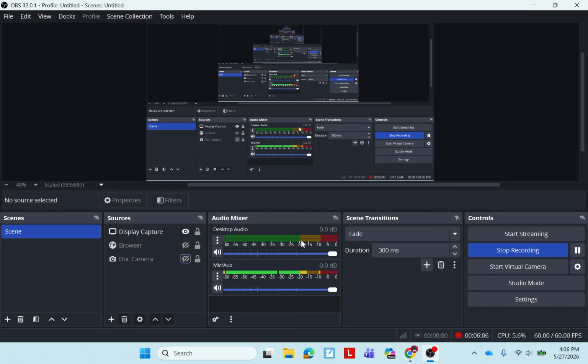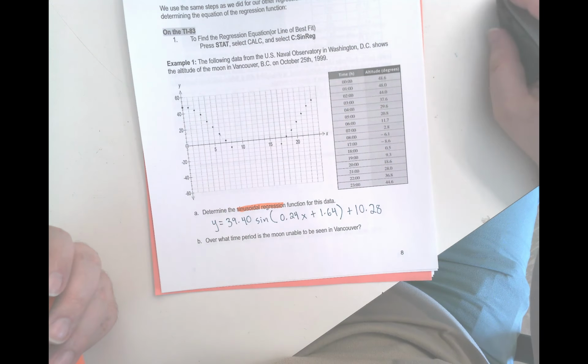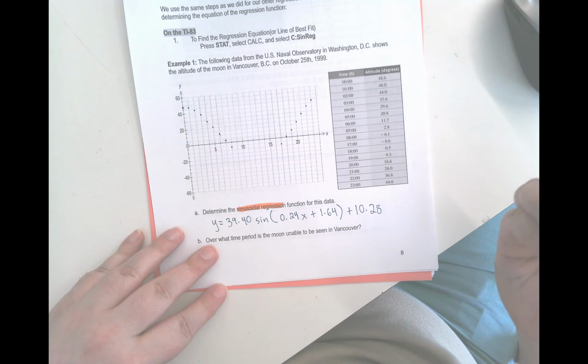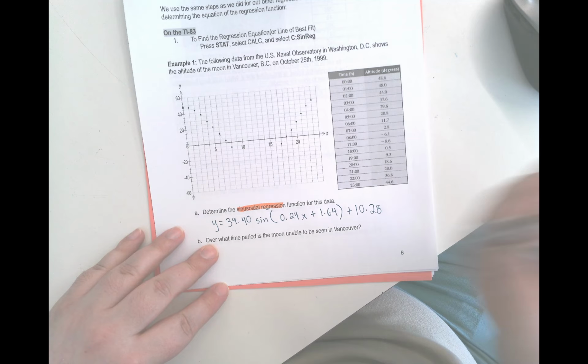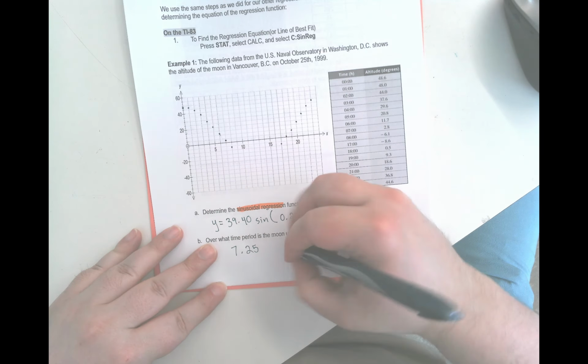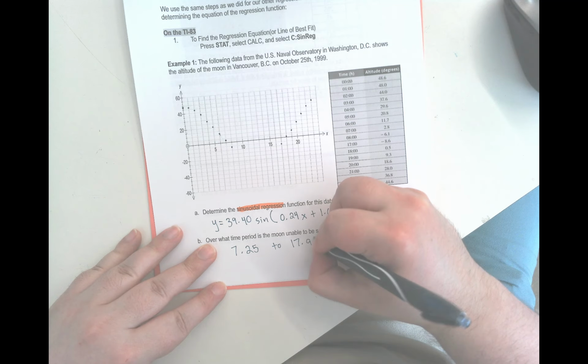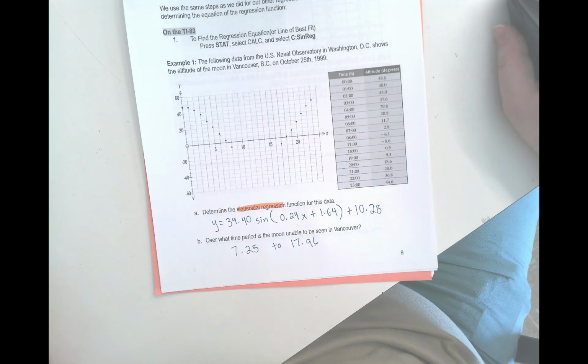All right, so just flipping back here. So I've got my equation written down here. Over what time period is the moon unable to be seen? I really should have written down the numbers before I switched back. That's okay. So it is 7.25 to 17.96. And then we're just going to talk about how do we interpret that.